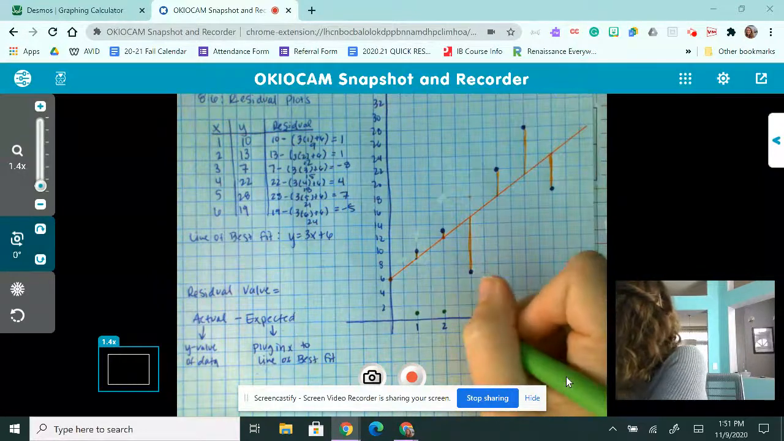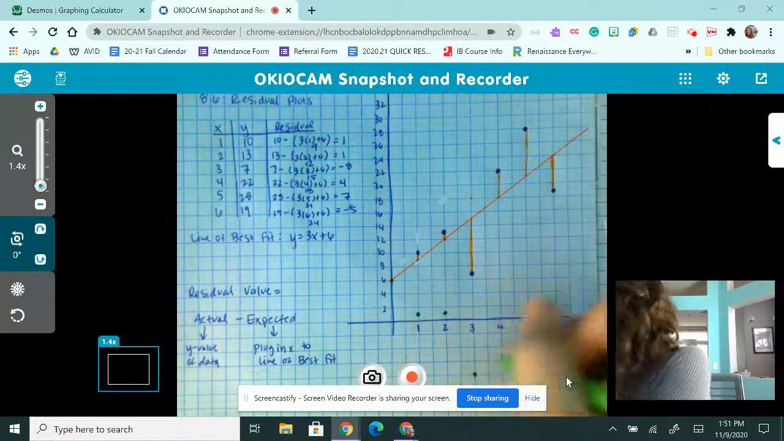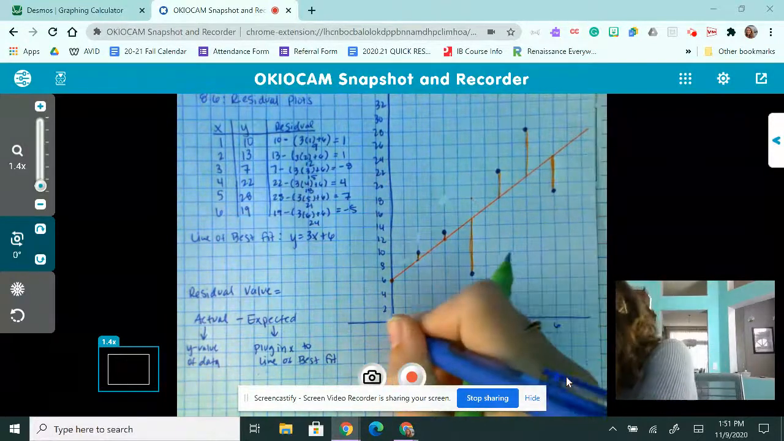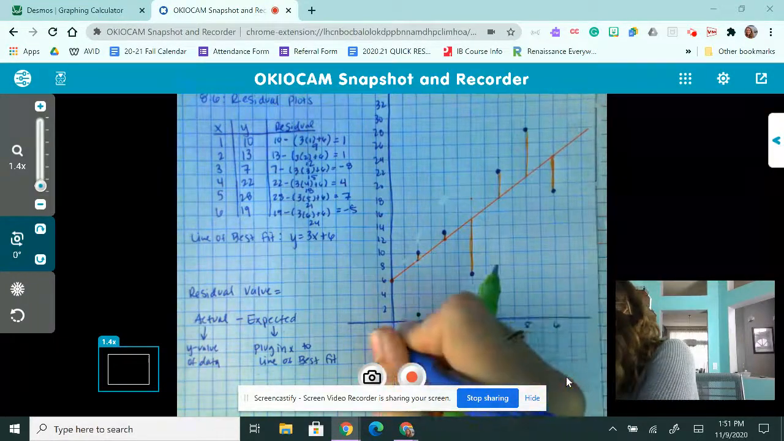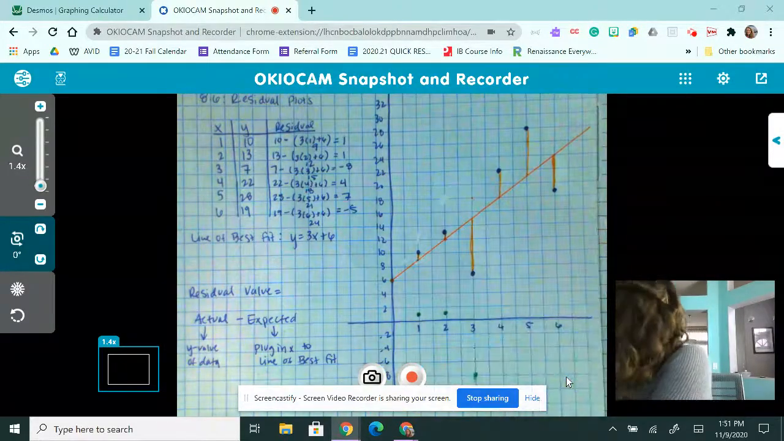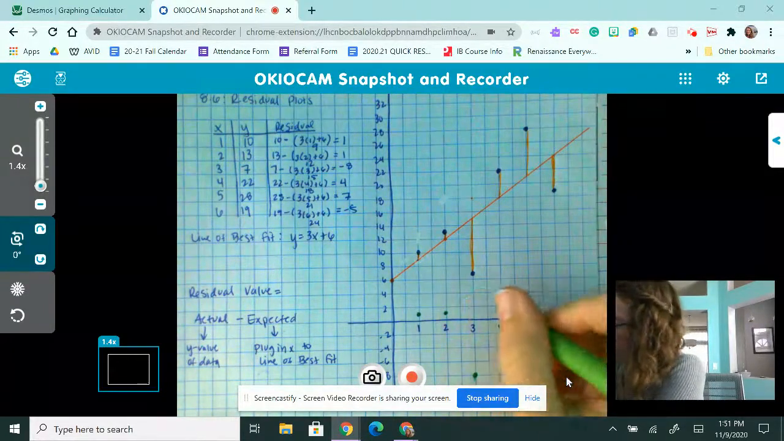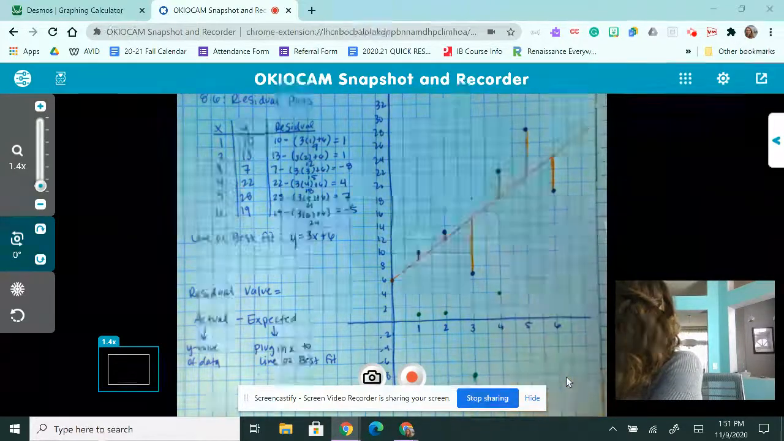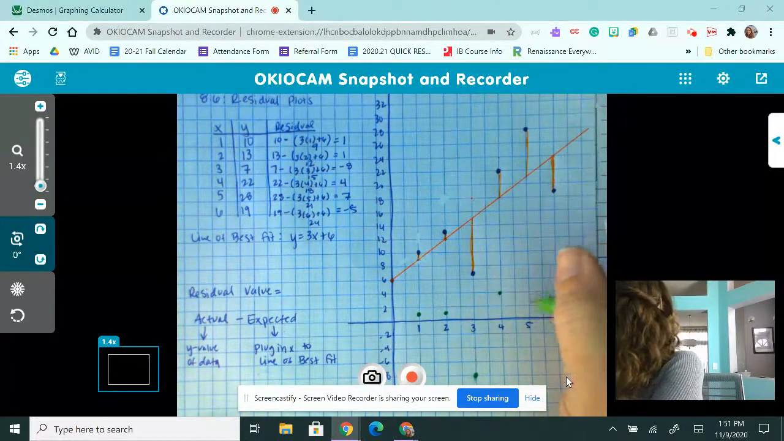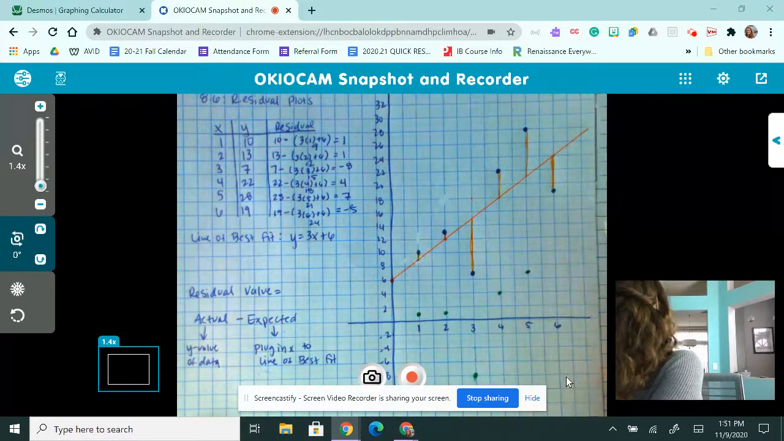3 is negative 8. So 2, 4, 6, 8. I'll have to extend my graph down a little bit. Negative 2, negative 4, negative 6, negative 8. That's about as far as I need to go. So down there. 4, my residual value is 4, so 2, 4. 5, my residual value is 7, 2, 4, 6 and a half, 7. And then 6 is negative 5, so 2, 4 and then a half, negative 5.